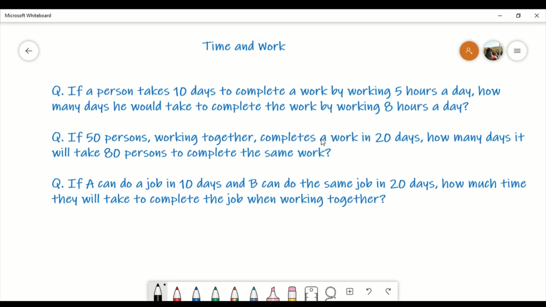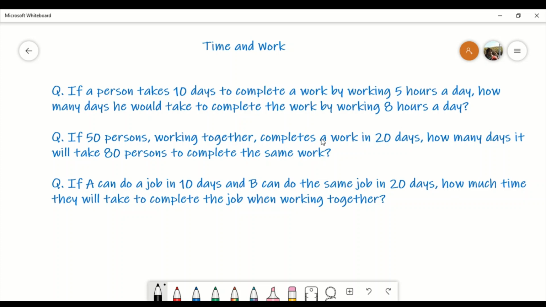As you can see on the screen, these are some of the types of questions that can be asked in the time and work category. The first question is, if a person takes 10 days to complete a work by working 5 hours a day, how many days would he take to complete the same work by working 8 hours a day? So this is one category of question.